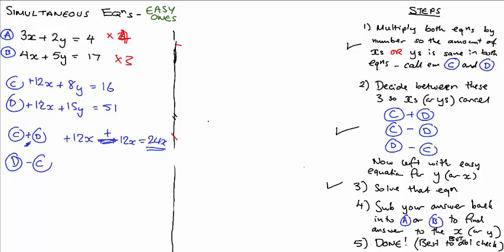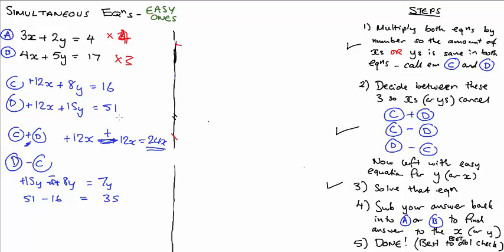So now imagine this, all right? So they're going to cancel. You're going to get 15y plus 15y minus plus 8y, which is just a minus. So that's going to give you 7y again. Yeah? And on the flip side, on the other side, you're going to get 51 minus 16, which is 35. And that's literally what you're going to get.